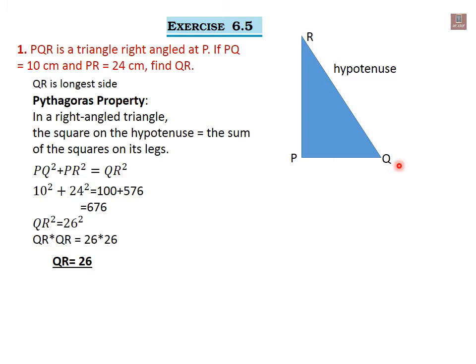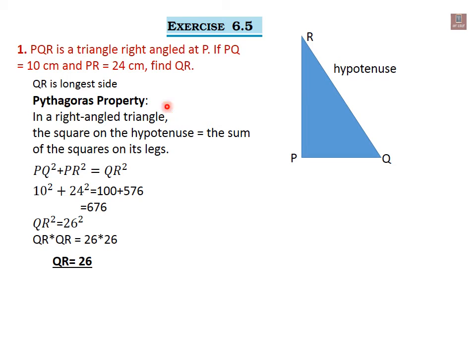So if it is a right angle triangle, two legs measurements are given. You have to find the value of hypotenuse. Hypotenuse is the longest side in the right angle triangle. So, how will you find out the third side if these two values are there? This can be calculated by using Pythagoras property.